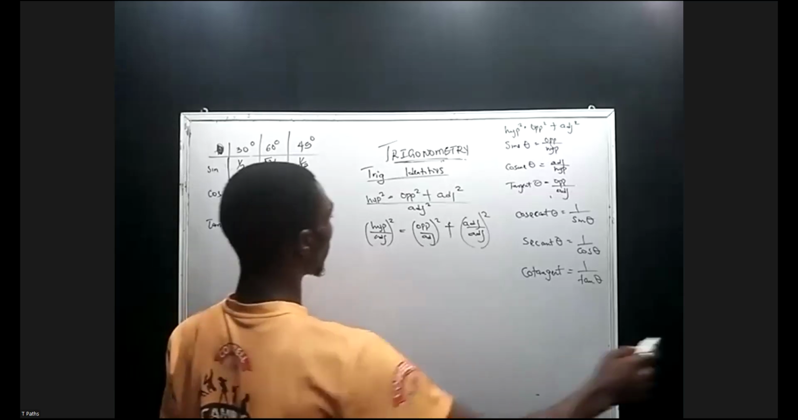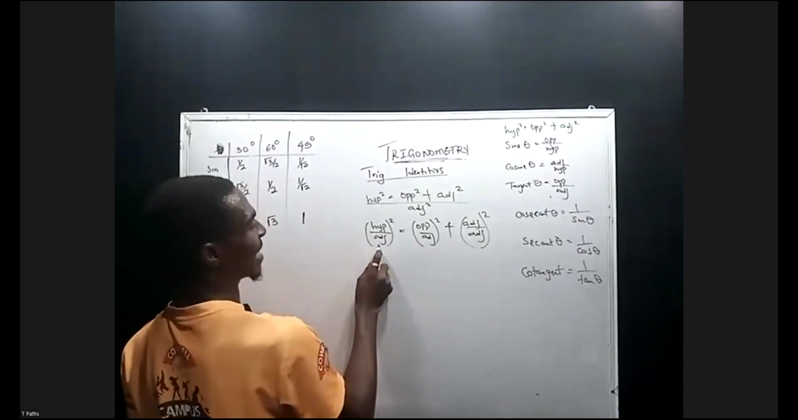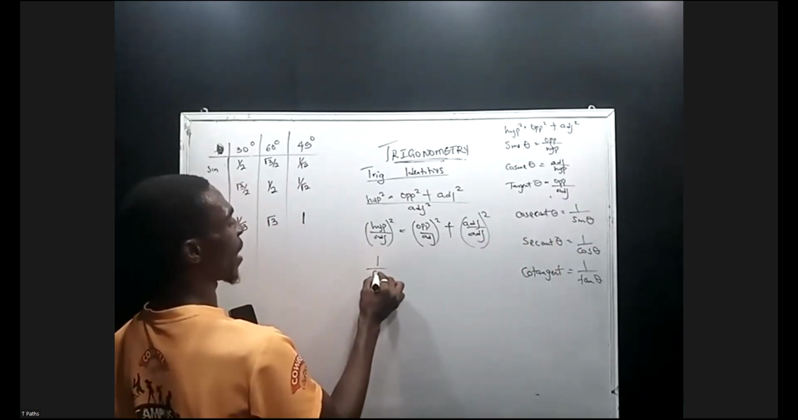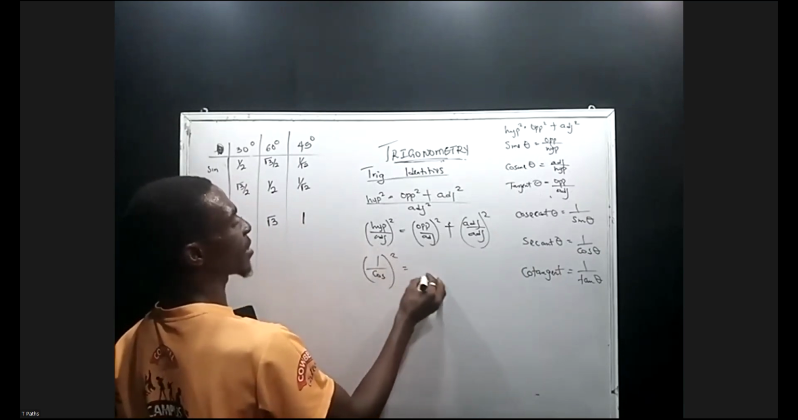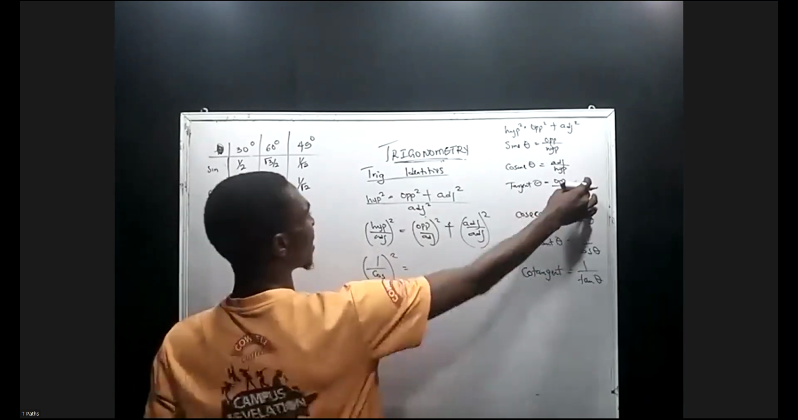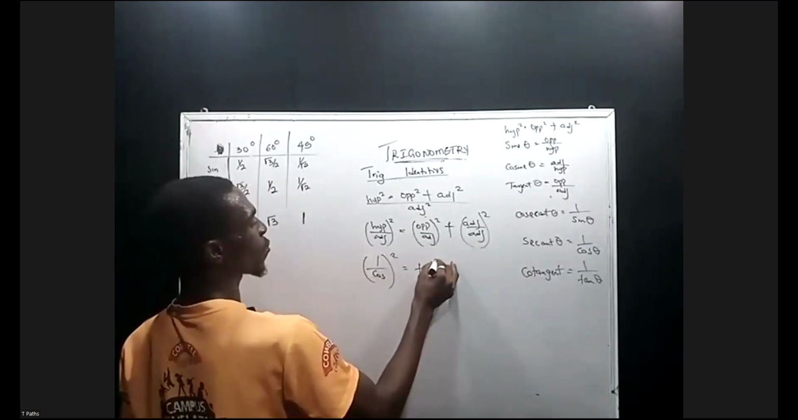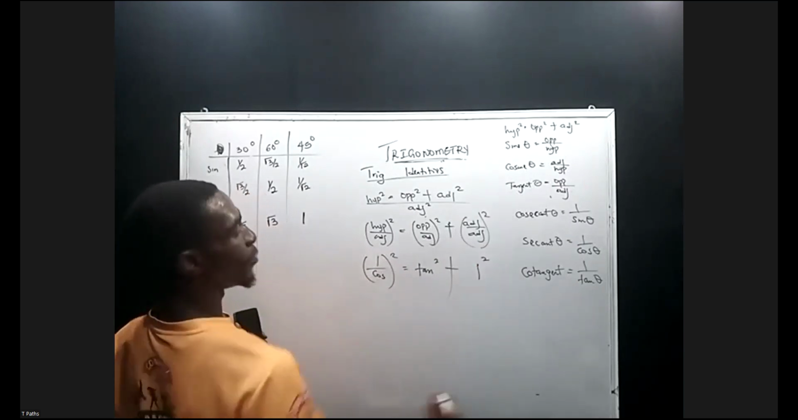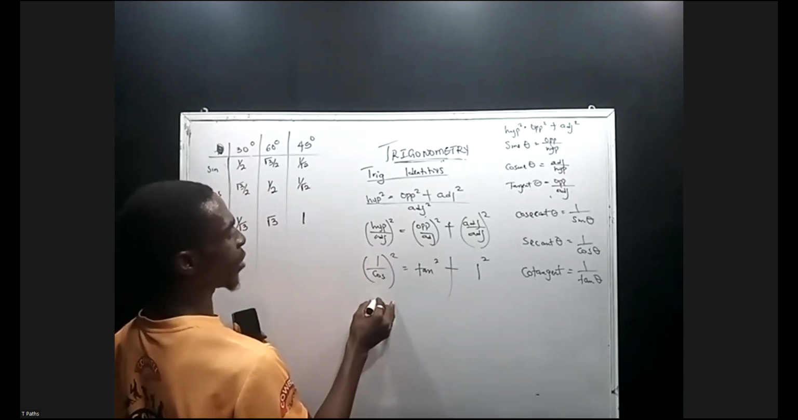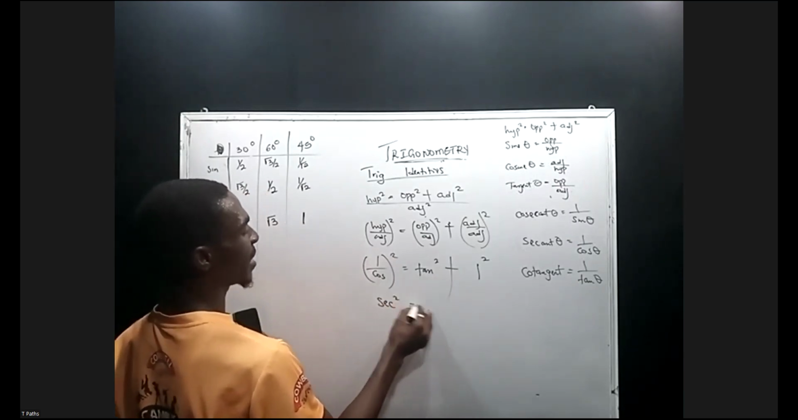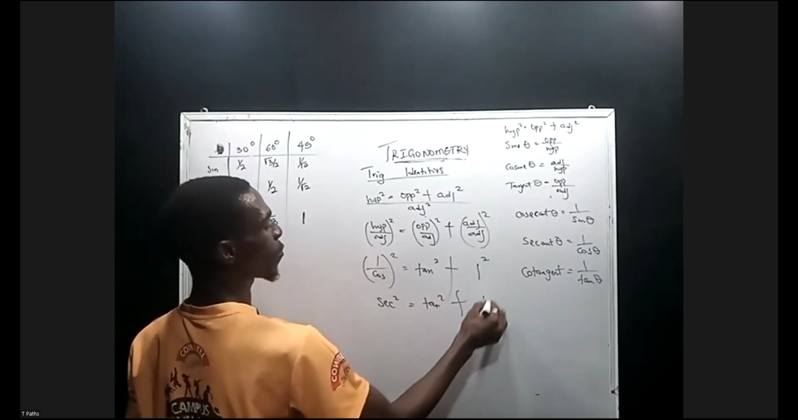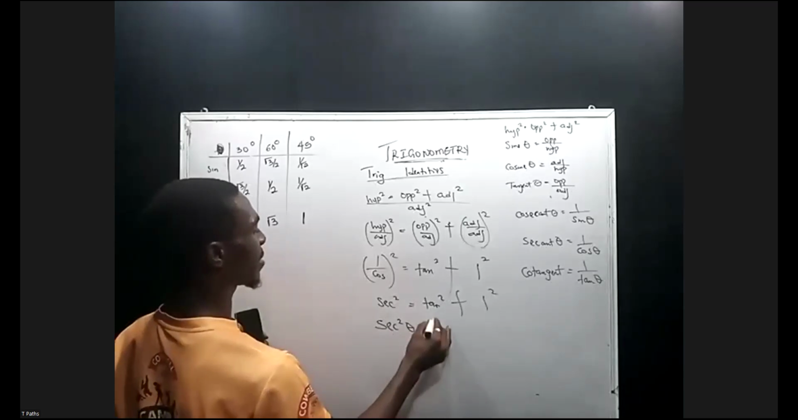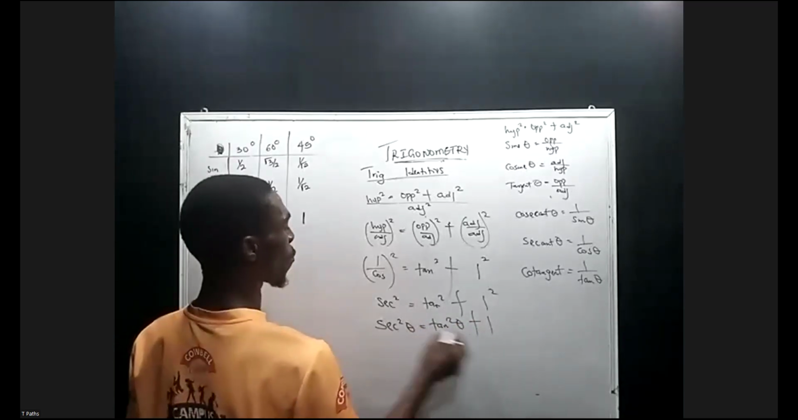Is that clear? So here I have hypotenuse over adjacent, which is the inverse of cos. So I say 1 over cos all square equals opposite over adjacent all square, which is tan square, plus adjacent over adjacent, which is 1 square. Then bringing the name of the inverse of cos, I have sec square equals tan square plus 1 square. So this is the third identity you must never forget: sec square theta equals tan square theta plus 1.